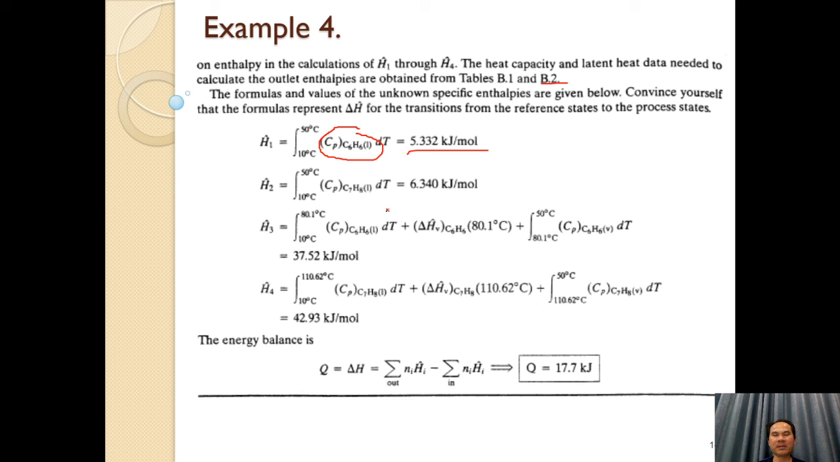And S2 is the toluene liquid phase from 10 to 50 degrees Celsius. In this case, the pressure changes a little bit. Okay, the first term is 0. You do not consider the pressure change, and we only consider the temperature change. That means we only consider the term integral of Cp dT. Find the Cp equation from table B2 and integrate from 10 to 50, and the result is 6.434 kilojoules.